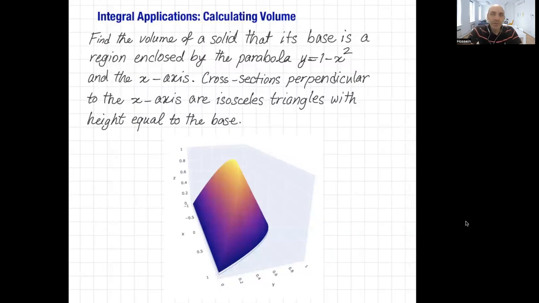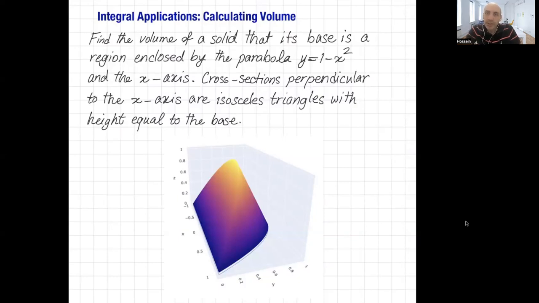So today I'm here to review a calculus problem. This problem relates to applications of integral, and in this specific problem, we want to use integral to calculate a volume of a solid. So you see the problem statement on the screen. We're going to find the volume of a solid whose base is a parabola.